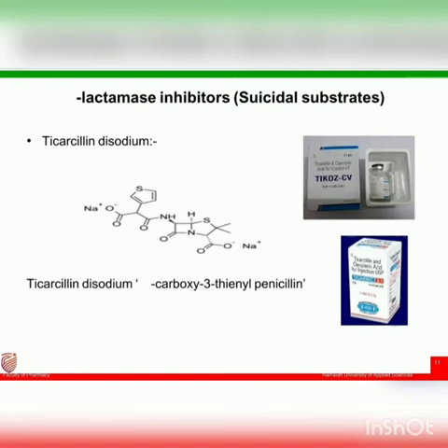Now, ticarcillin disodium. The structure of ticarcillin disodium is given on the screen. It is alpha-carboxyl 3-thienyl penicillin.